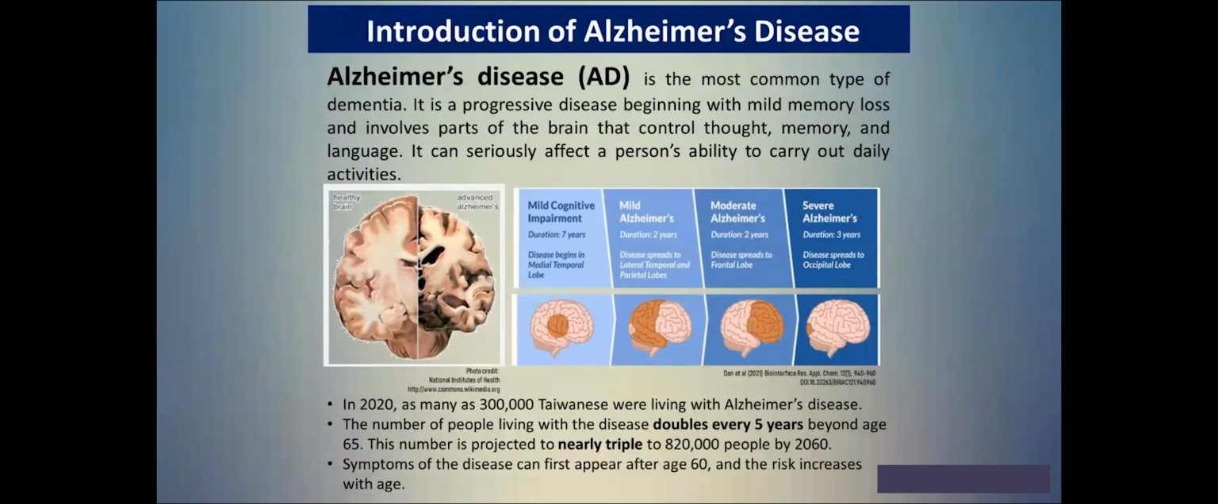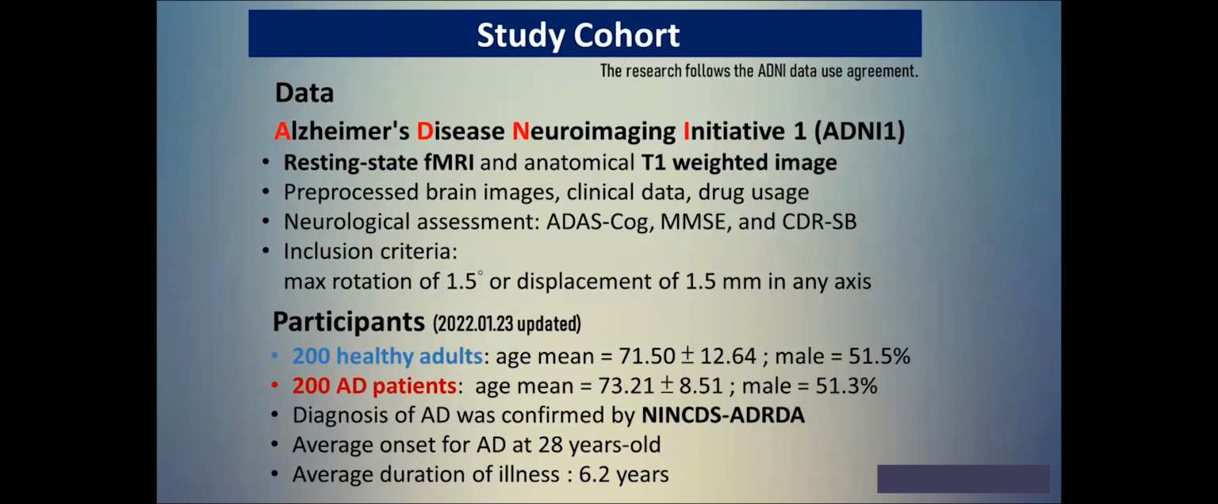And here is a brief introduction to Alzheimer's disease. It is a very serious progressive neurodegenerative disorder that affects lots of people around the world. The data we use here are downloaded from the ADNI cohort, and include the resting state fMRI and the T1-weighted structural images.